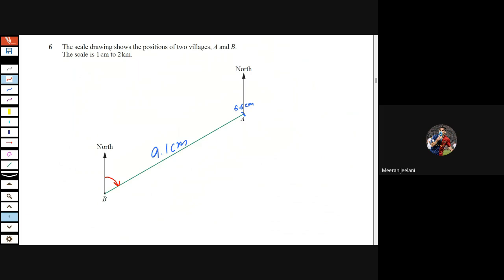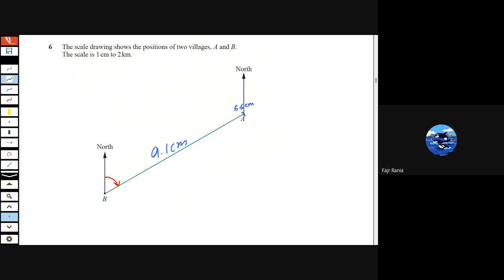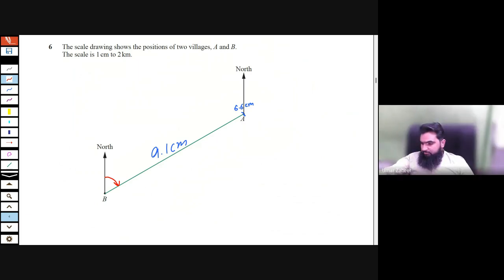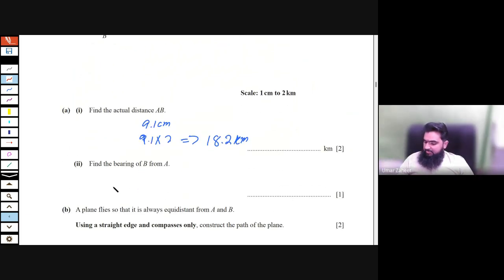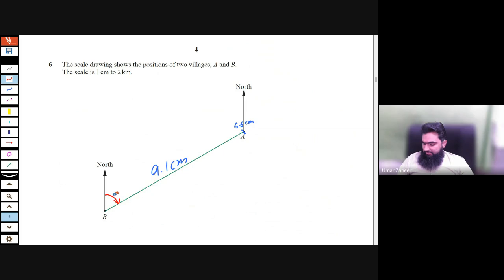Sorry, you have to use a protractor. Once again, I'm going to take the protractor here. Oh, sorry, it is the bearing of B from A, so we have to stand on A. We need to stand on A and move in the clockwise direction until B.